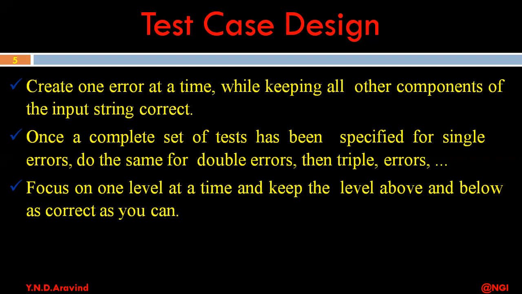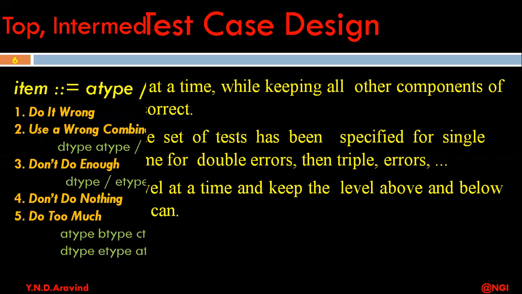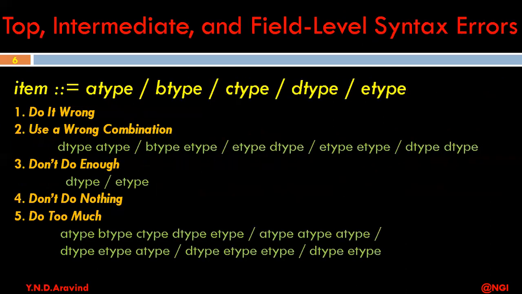Now let us see the top, intermediate, and field level syntax errors. Say the topmost syntax level is defined as item ::= A type, B type, C type, D type, E type. Here are some obvious test cases. First, do it wrong. We have to use an element that is correct at some other lower syntax level, but not at that particular level. That is a do it wrong.